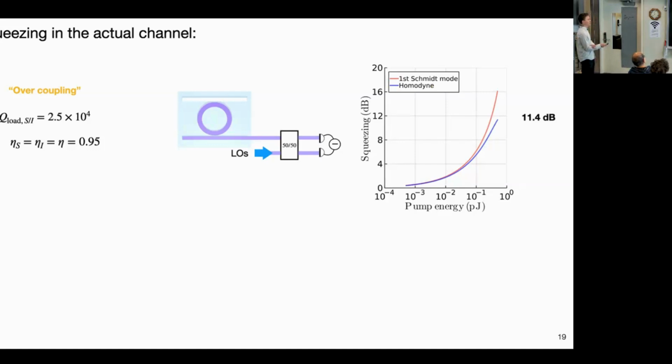And you can also see that in the first Schmidt mode, the squeezing is not as high as it was previously. That's due to the fact that this quality factor is an order of magnitude less, so there are fewer photons being generated. And yeah, if we increase this escape efficiency to say 0.975, then we could get, of course, higher squeezing.